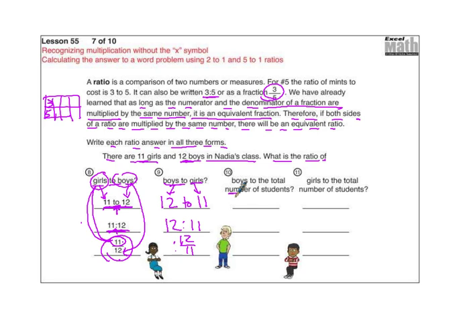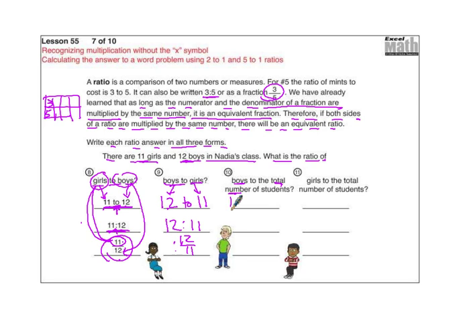Boys to the total number of students. We want to make a ratio that starts with the boys over on this side, and the second number is the total students, not girls, but total students. Pause the video, try number 10 by yourself, then turn it back on for the solution.